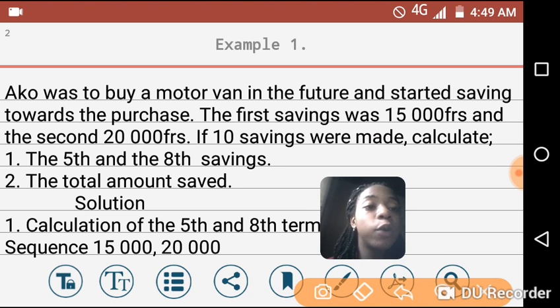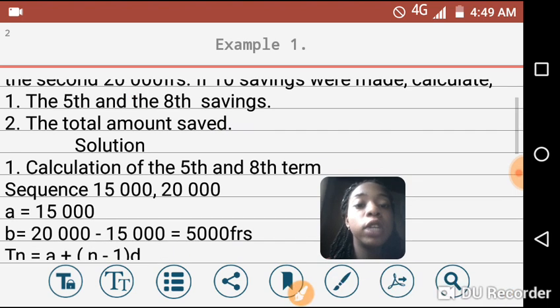The first saving was 15,000 francs. That's your A. Remember, in the theory part, they say the first term of an AP is denoted as A, and the second term of an AP is 20,000 francs. If 10 savings were made, now the 10 is your N. That's your number of savings, called N. So now when you have all this information, it's going to enable you to solve faster. So the sequence is going to be 15,000 and 20,000 francs.